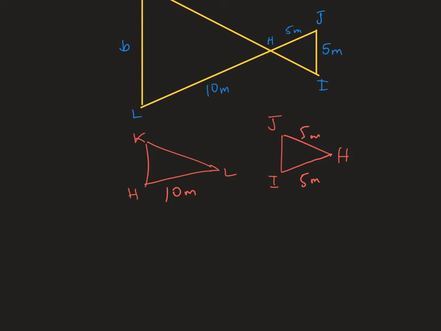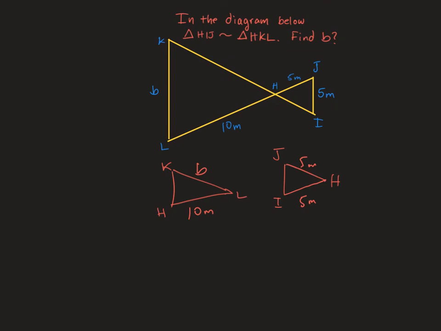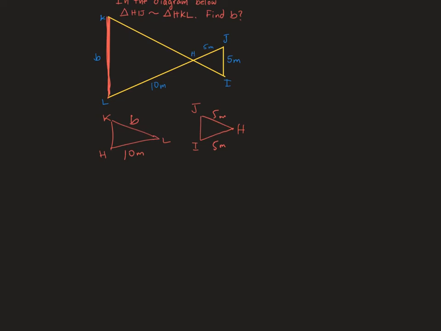So what does this mean? It says find B. B is right here. KL is B. We're looking for KL. It means that triangle HIJ is similar to triangle HKL, so we have one pair of corresponding side lengths, JH and LH.